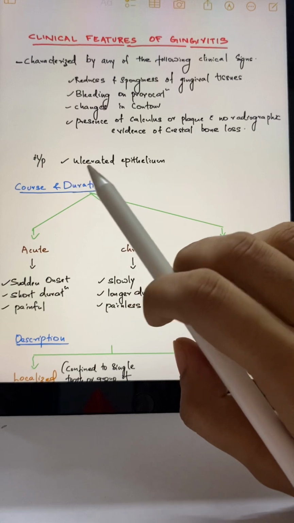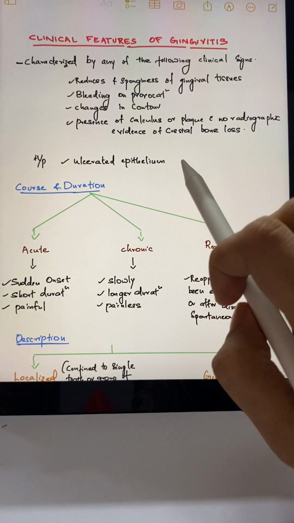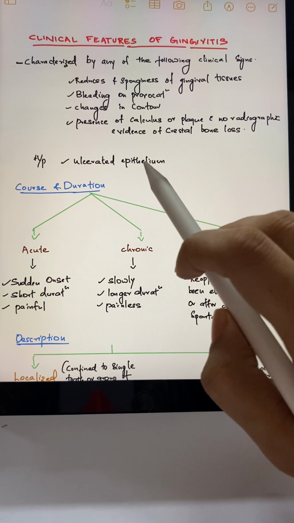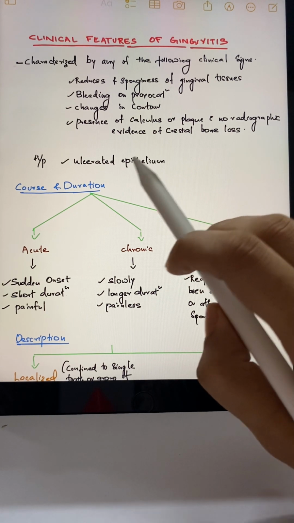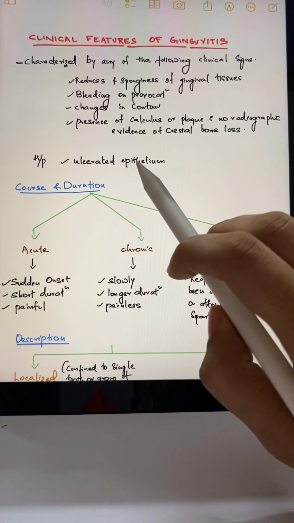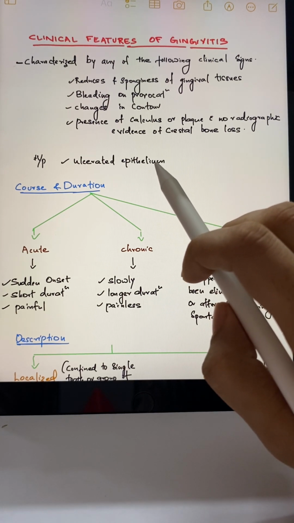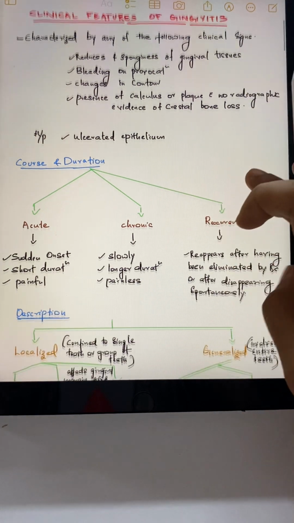In the histopathology, we can see the ulcerated epithelium. In the last class, when I discussed the stages of gingival inflammation, I mentioned the ulceration of the epithelium. So those who have not watched that video, please go and check it out.